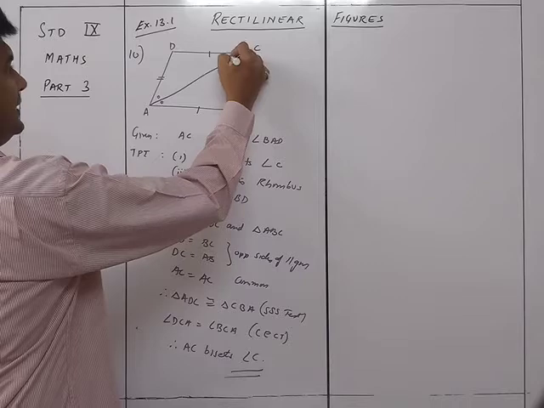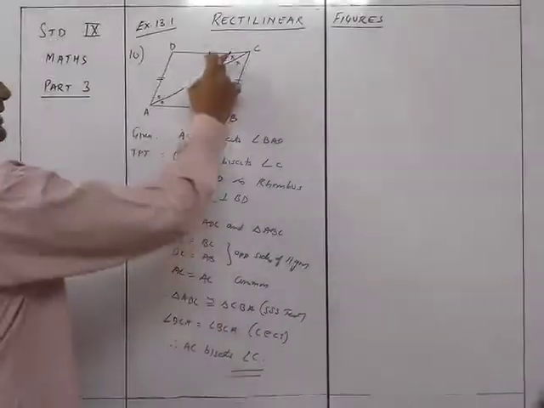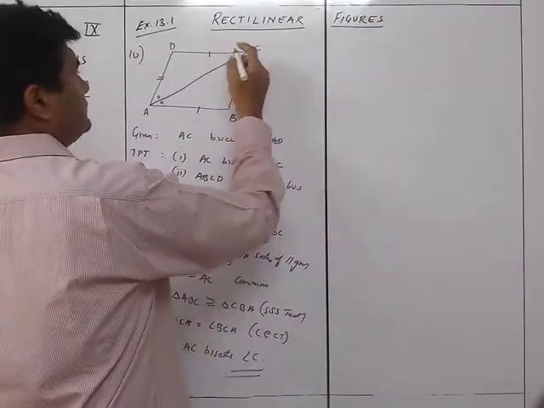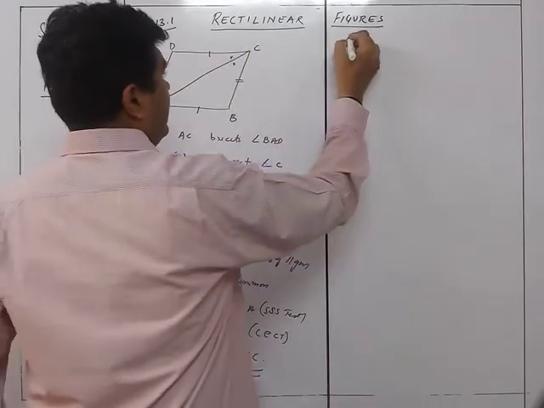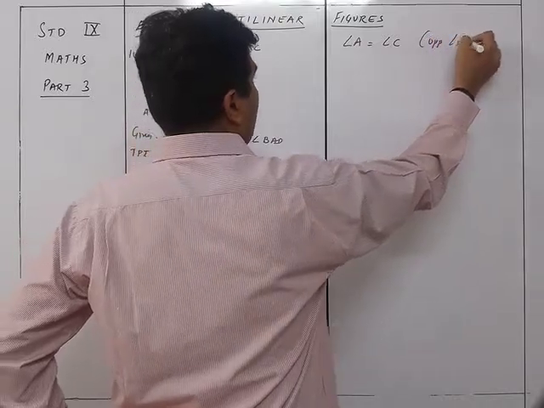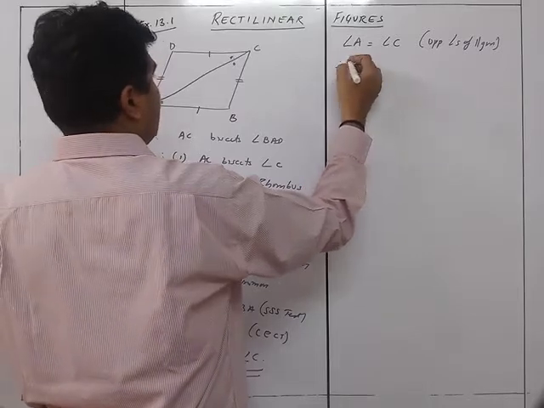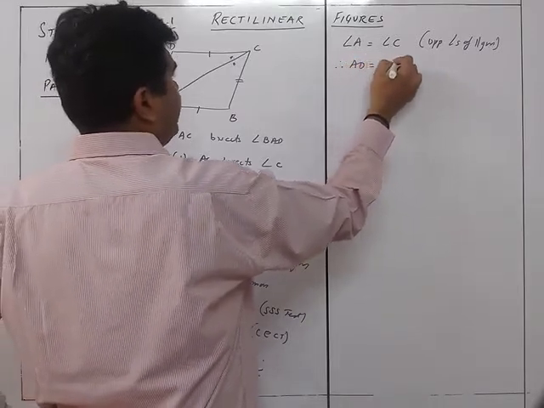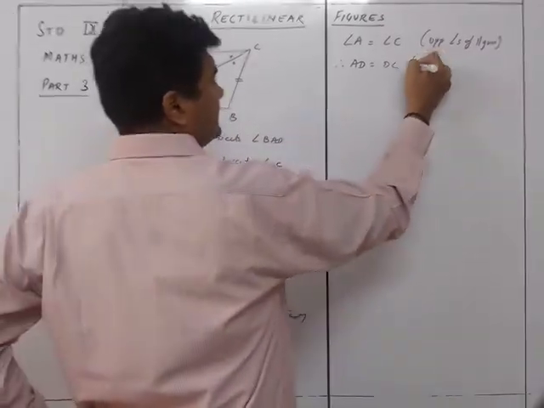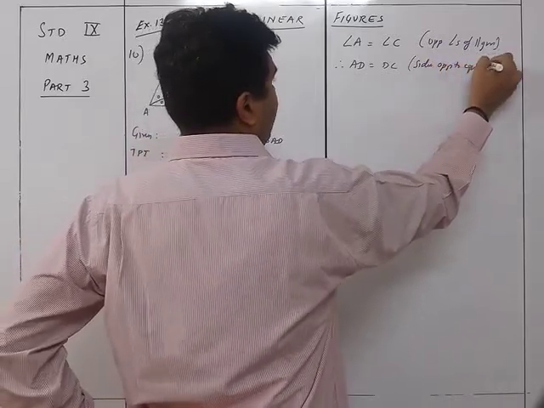So this angle is equal to this angle. But opposite angles are equal. We know that opposite angles are equal. So automatically, we know that this will be equal. Angle A is equal to angle C, opposite angles of a parallelogram. Therefore, AD is equal to DC, sides opposite to equal angles.